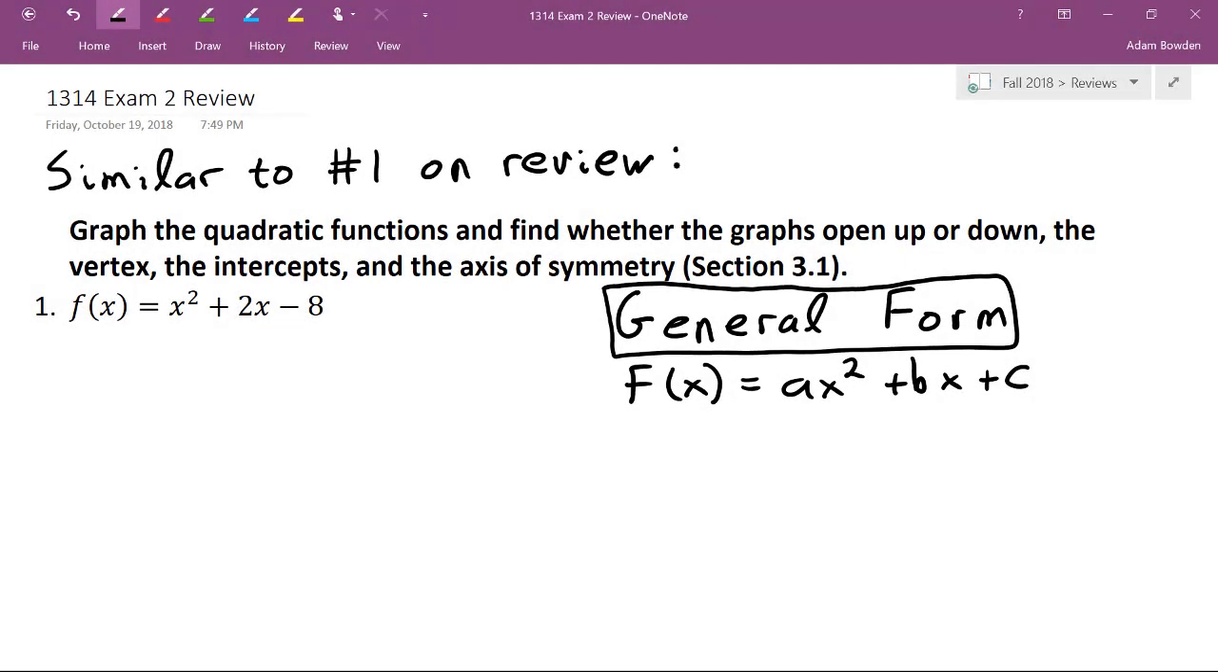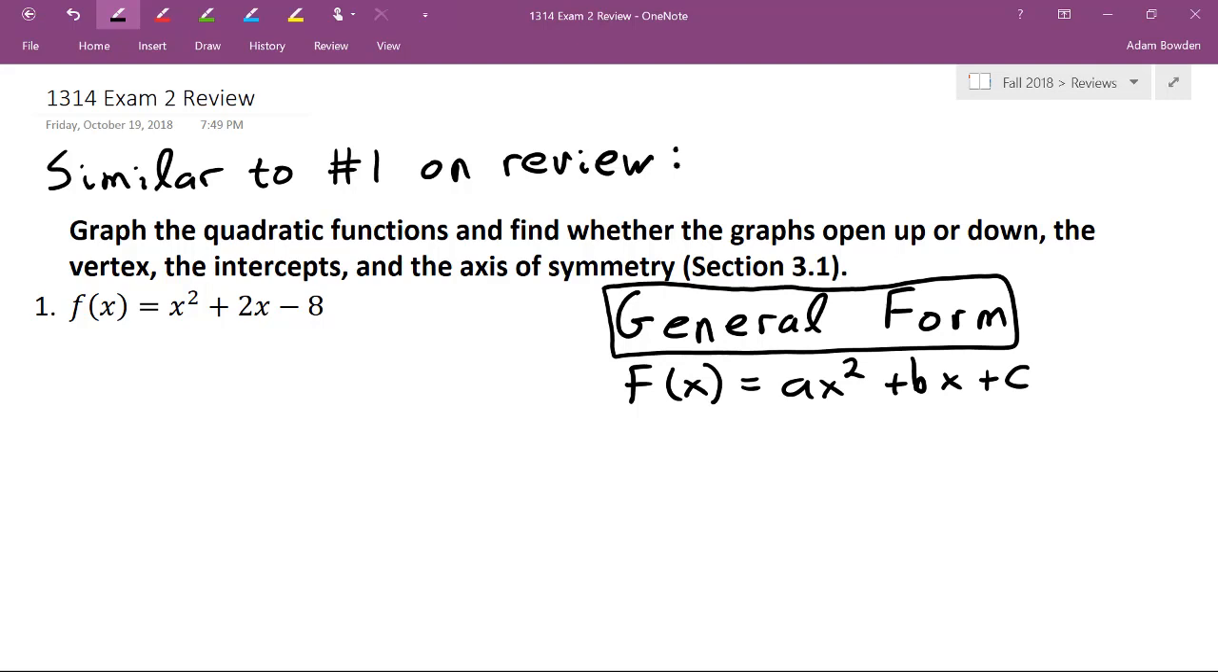Similar to number 1 on the review, we're asked to graph the quadratic function and find whether the graph opens up or down, the vertex, the intercepts, and the axis of symmetry. In this case, I'm going to do this for f of x equals x squared plus 2x minus 8.